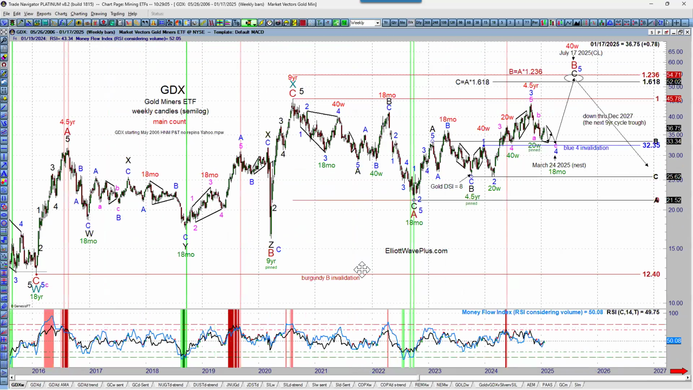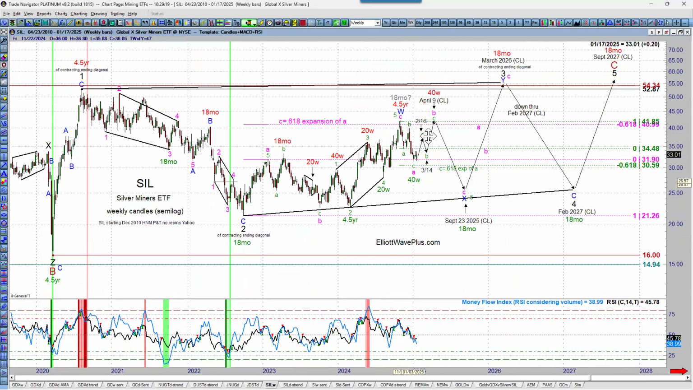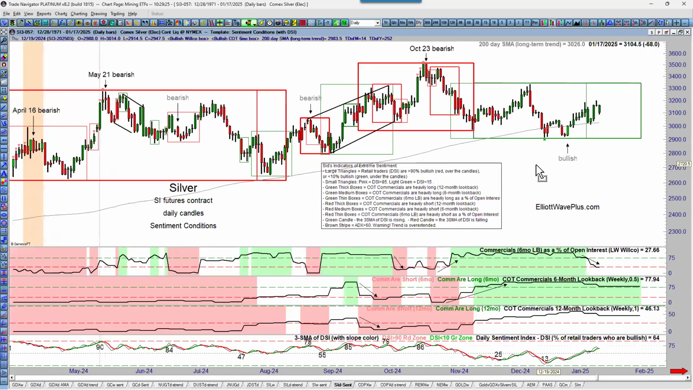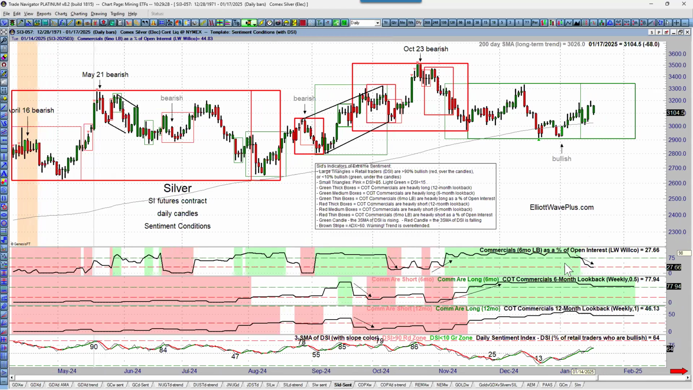Whereas GDX has recently been up toward the top of its sideways consolidation, but it's pulling back now, and really those have been consolidating. So in the case of silver, what about sentiment on silver? Is it bullish? It has been more bullish than on gold.